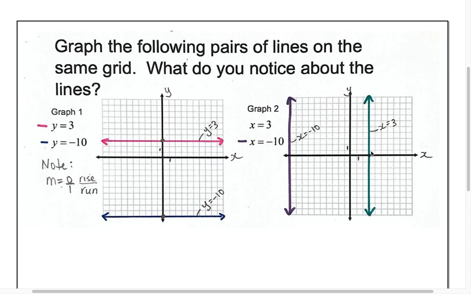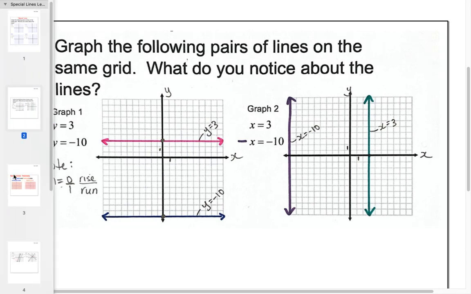We've got 0 run on the bottom of a fraction, just doesn't work. And then we've got the line x equals 3. And then along the same lines here, if I think about what x equals negative 10 might look like, every single x value on this line is negative 10. So no matter what y I pick, I've always got the x of negative 10. And again, it creates that vertical line.